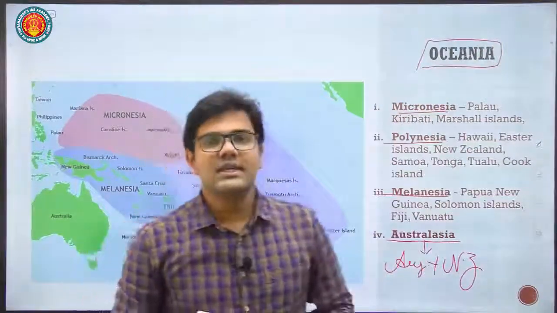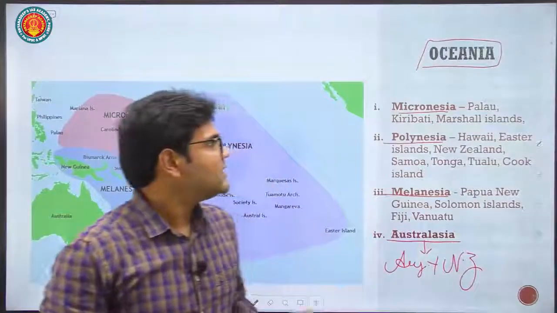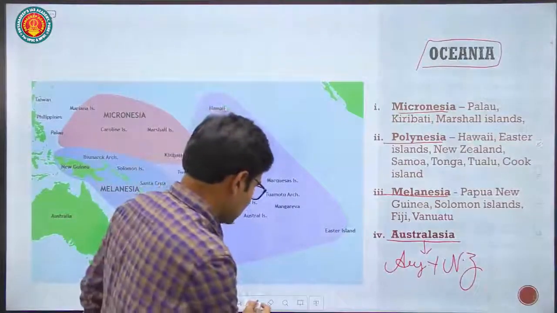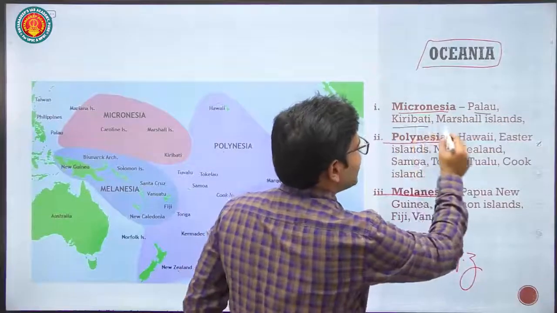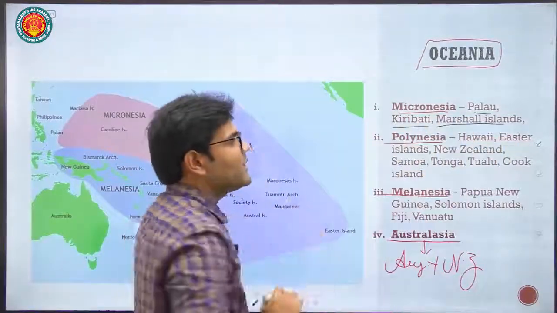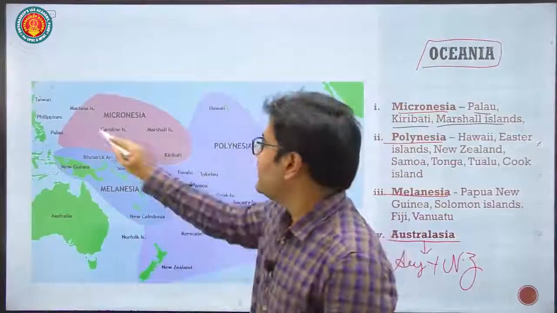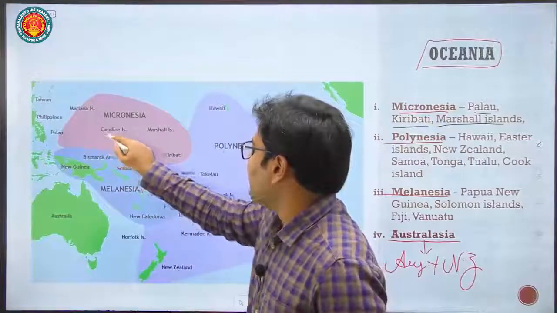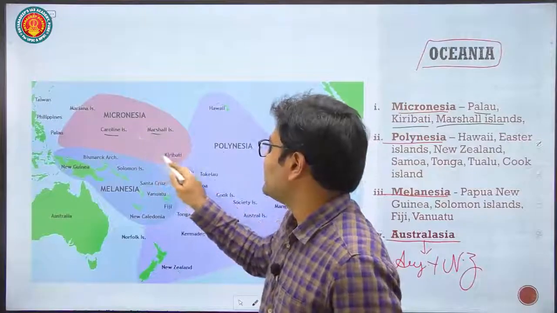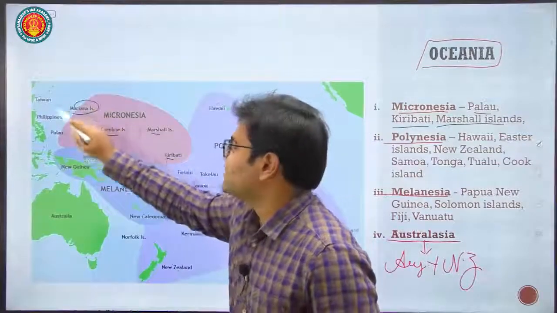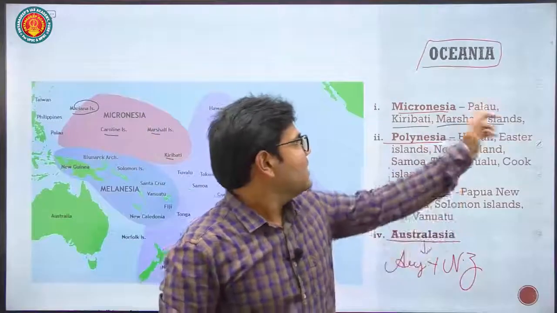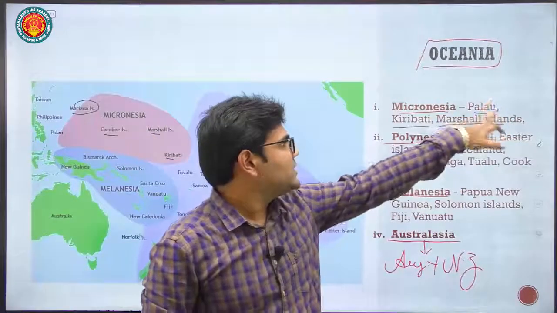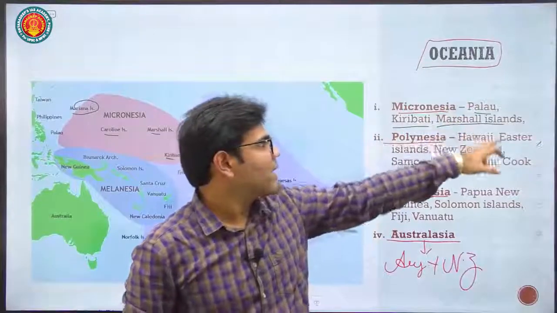Now we will see a few countries related to Micronesia. The countries are Palau, Kiribati, and Marshall Islands. These are independent countries. Again, there are many small islands like the Caroline Islands, Marshall Islands, Kiribati, and Mariana Islands. Some of these islands are not independent nations. So these are the three independent nations in Micronesia: Palau, Kiribati, and Marshall Islands.